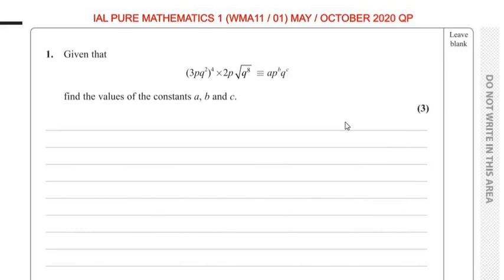In this video we are going to solve exam questions on algebraic expressions from International Advanced Level Pure Mathematics 1, WMA1101, from May-October 2020 question papers till June 2022. This is part 2. In part 1 I have covered the questions from specimen 2018 to January 2020.